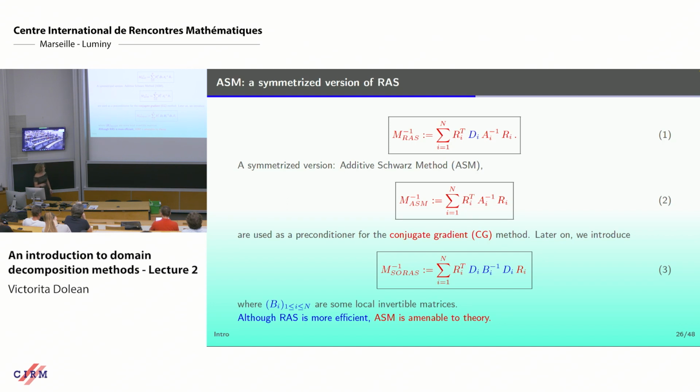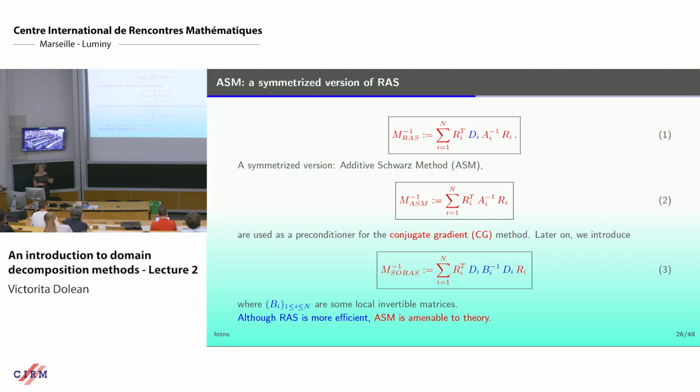So people have invented symmetric variants of this, and you just drop the partition of unity, so you have the additive Schwarz. Or you can be more democratic and say, okay, since I have the partition of unity at the left, I just add it to the right, and this is also a symmetrized version of this. And you can do even more.